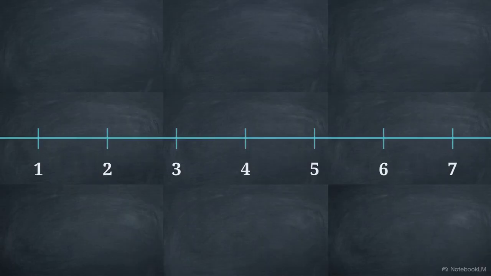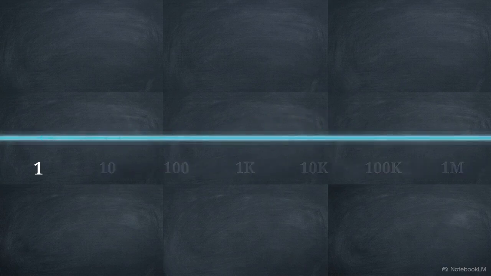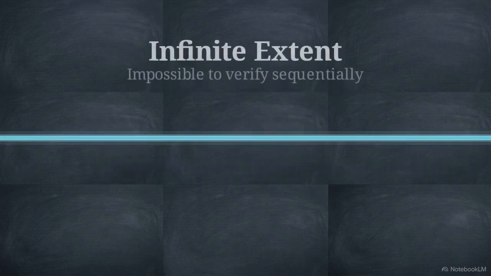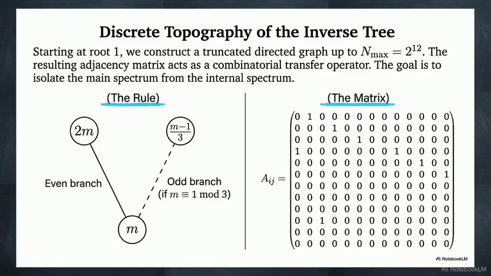Brute force arithmetic can only check one integer at a time, making it impossible to verify the infinite extent of the number line. To solve this, we move beyond simple calculation and use spectral projections to analyze the structural shape of the entire map. This diagram outlines the inverse Collatz rules paired with an adjacency matrix.